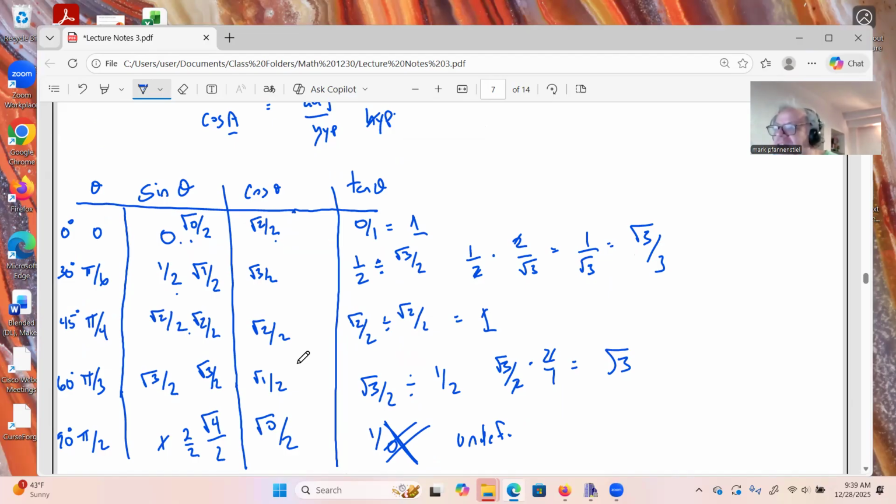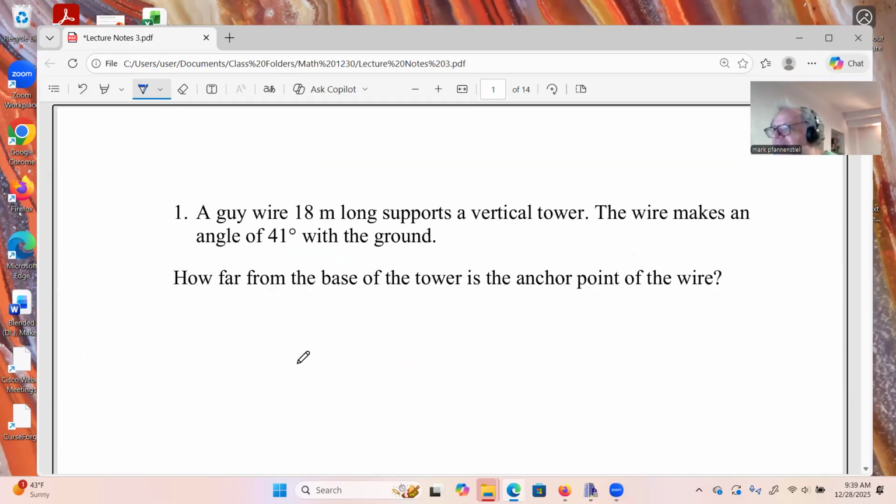Okay, one of the things we use trigonometry for is word problems. So we have a guy wire. This is a Dutch term that pretty much is a wire that is attached to a mast in order to give it some support. Okay, so it supports a vertical tower. The wire makes an angle of 41 degrees to the ground. How far from the base of the tower is the anchor point of the wire?